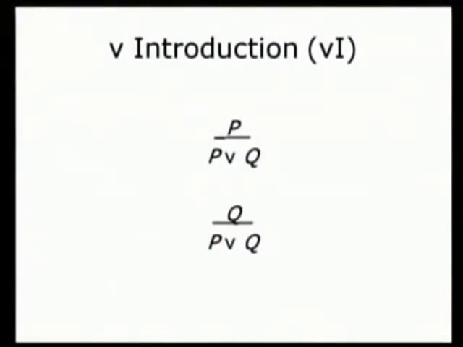This is vel introduction, or wedge introduction, or V introduction, whatever you want to call it. This might seem counterintuitive at first, but it shouldn't be if you think about it. From P, any sentence at all, it could be an atomic sentence, or it could be a very, very complex molecular sentence, you're entitled to infer P or Q. And similarly, from any sentence Q, you're entitled to infer P or Q. So the order doesn't matter.